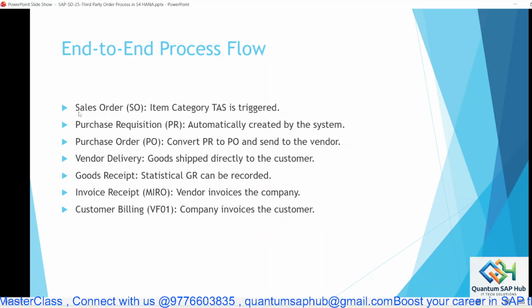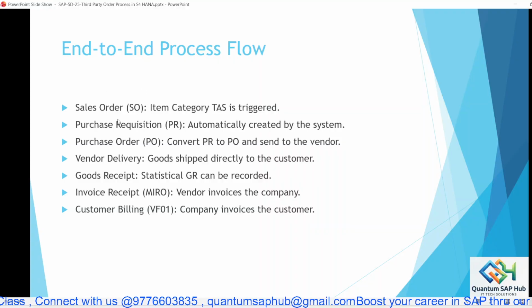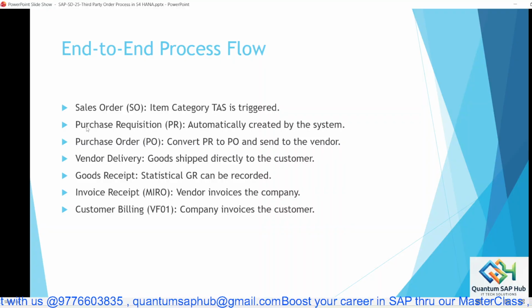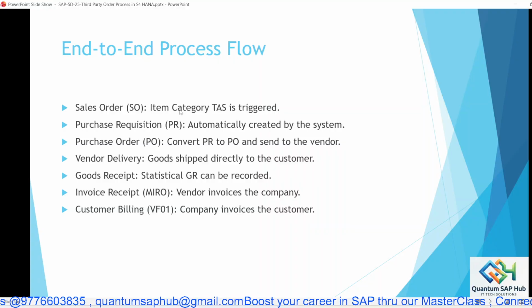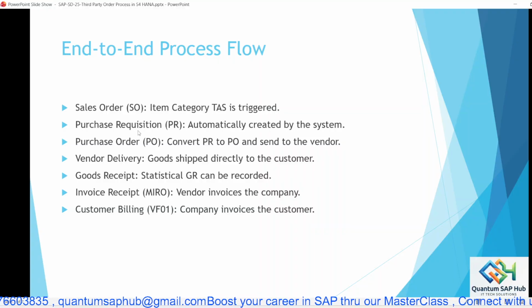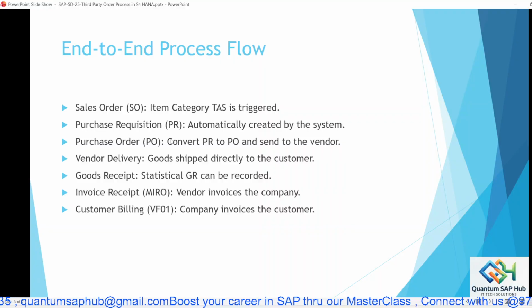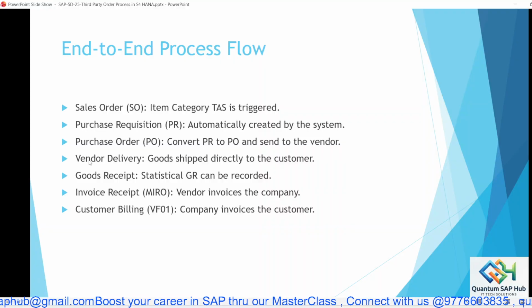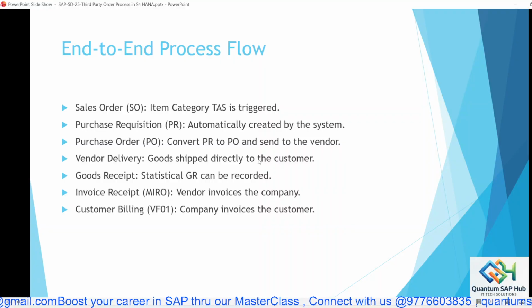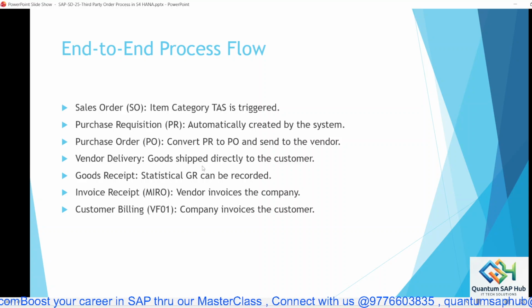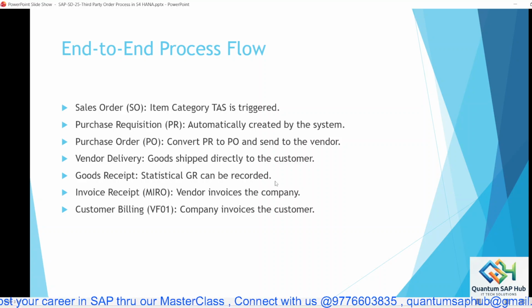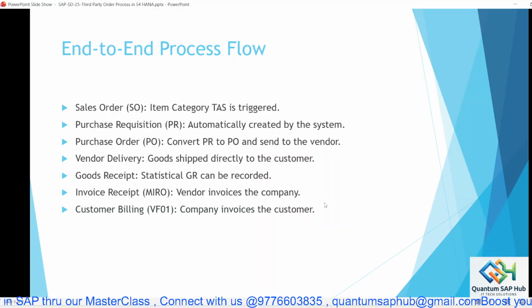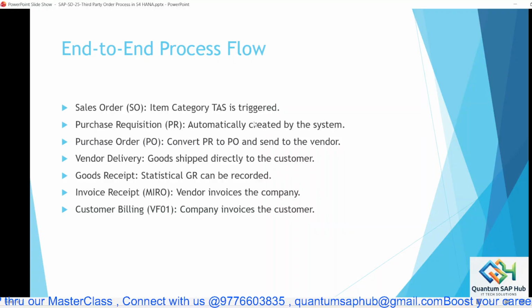End-to-end process flow. Let us understand the end-to-end process flow. First, the sales order is created, where the item category TAS is triggered. Once TAS is triggered, a purchase requisition is automatically created by the system. The purchase order is created, converted from PR to PO, and sent to the vendor. The vendor delivers the goods, shipped directly to the customer, and goods receipt, statistical, can also be recorded. Invoice received through MIRO from the vendor to the company, and for customer billing, the company invoices the customer.